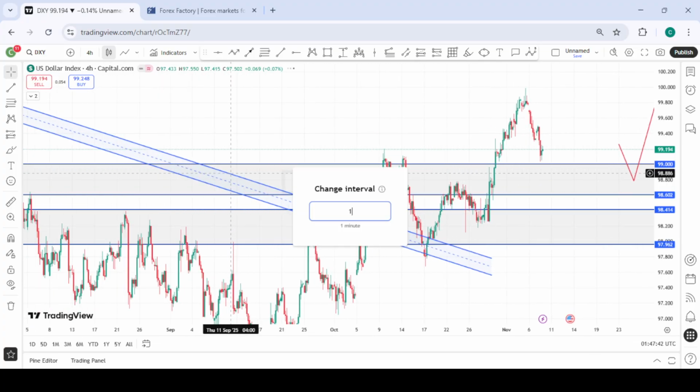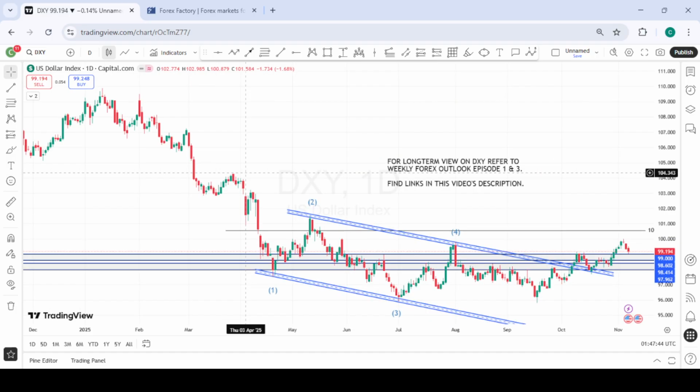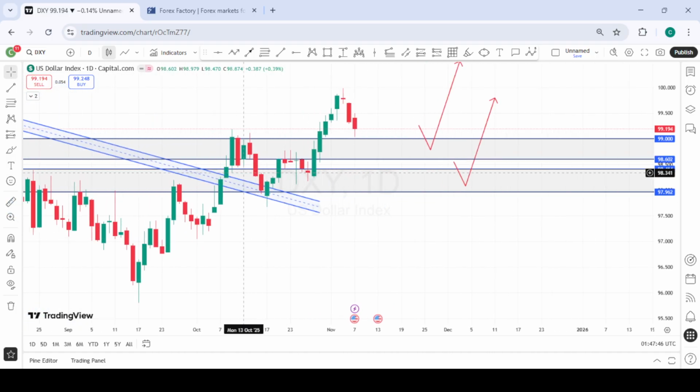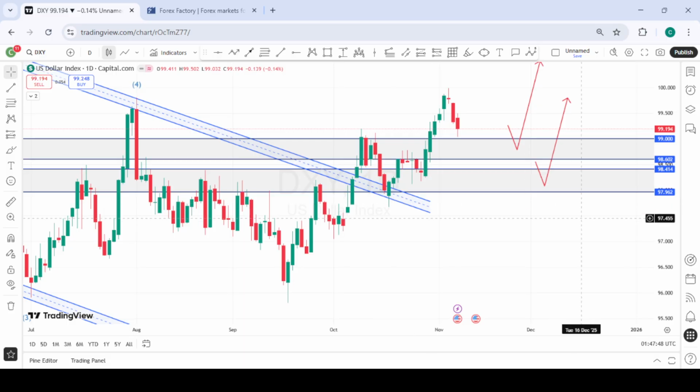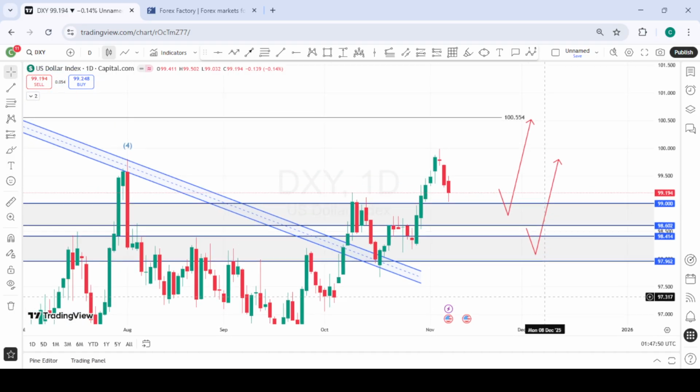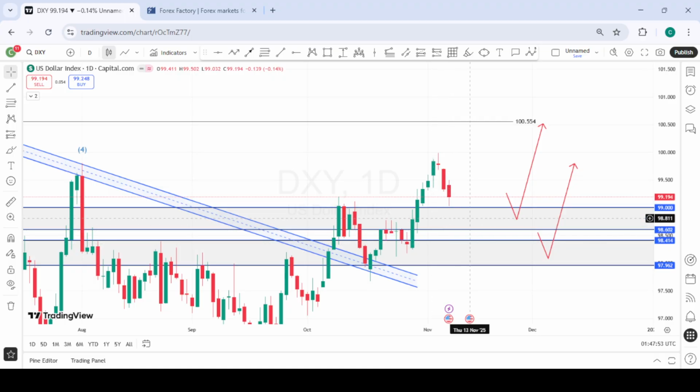So we have here DXY. We are going to maintain our position on the previous setup we had from last week, and price is now pulling back to our area of interest to give us some opportunity. So we'll be sitting back and waiting for price to give us some reversals or some confirmations within this very first zone or the second zone.